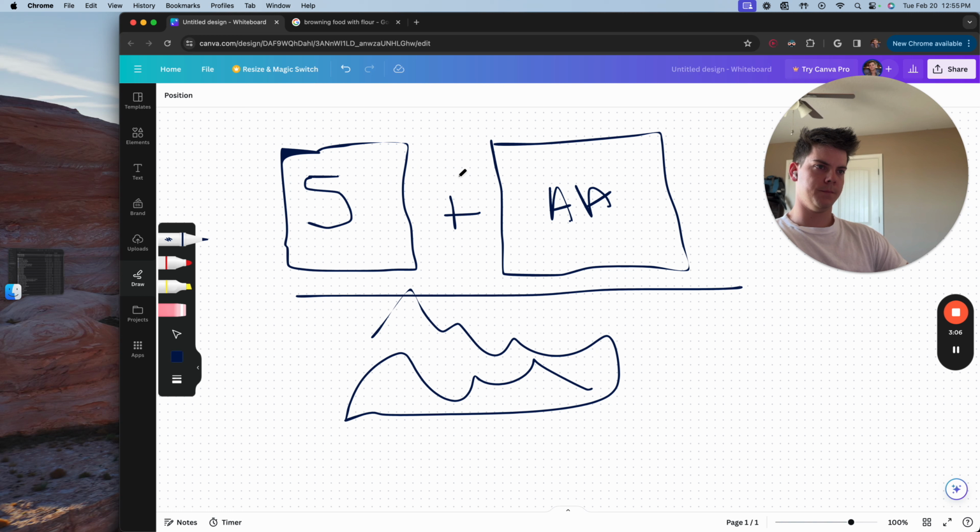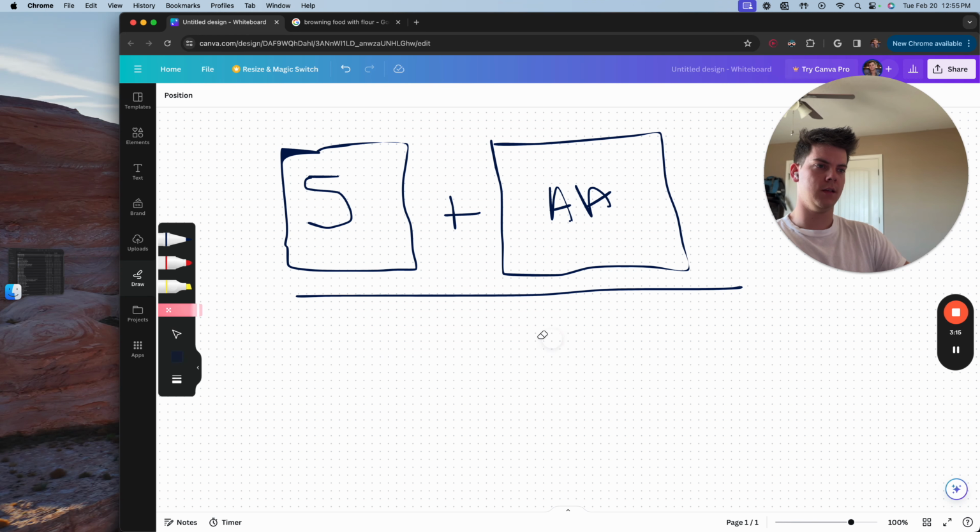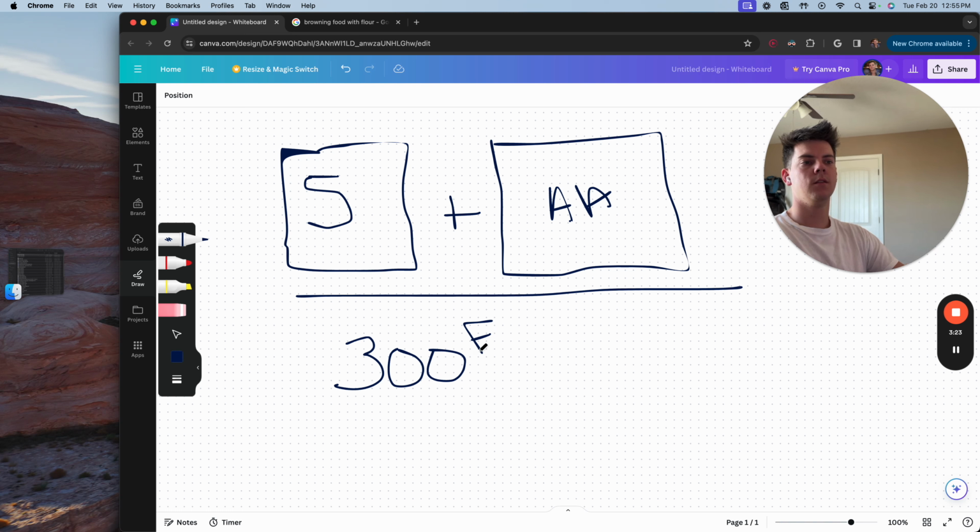So how does it work? Like this: sugars and amino acids put together under high heat. And for high heat, what we're looking at is something like 300 Fahrenheit. Anything lower than that, it's not going to give that great result. This is when the reaction starts to occur.